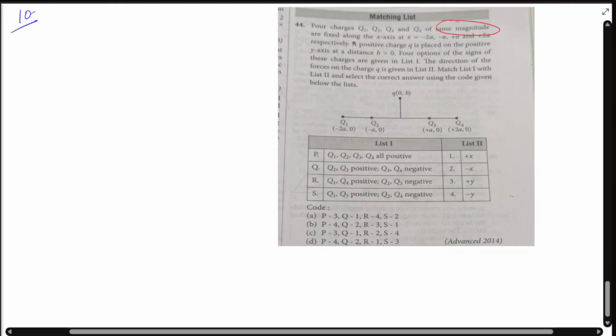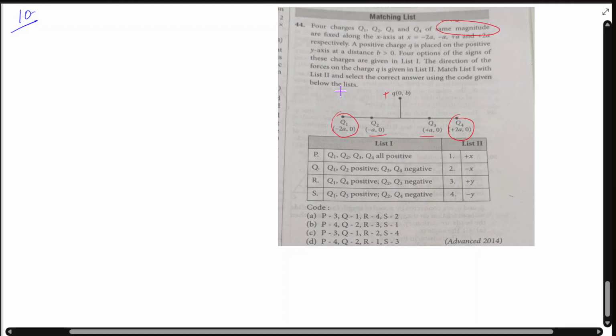So these are the charges we have. All are of the same magnitude, fixed along minus 2a. Okay, this is their position, and this is a negative charge, right? No, this is again a positive. We don't know whether these charges are positive or negative, but this one is positive. Perfect. Four options are given. We have to match.